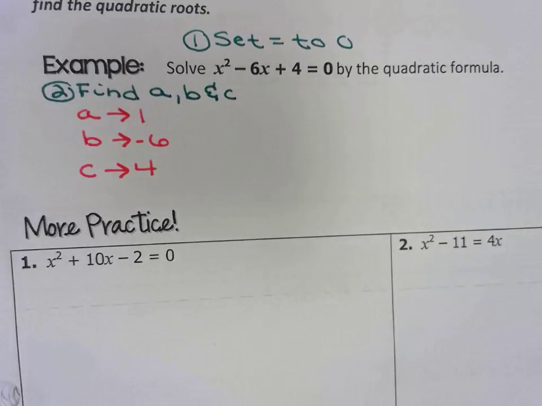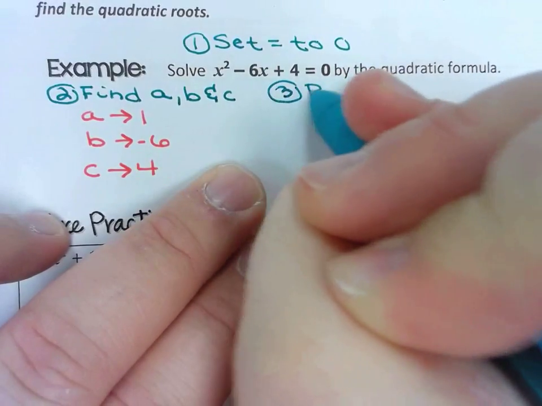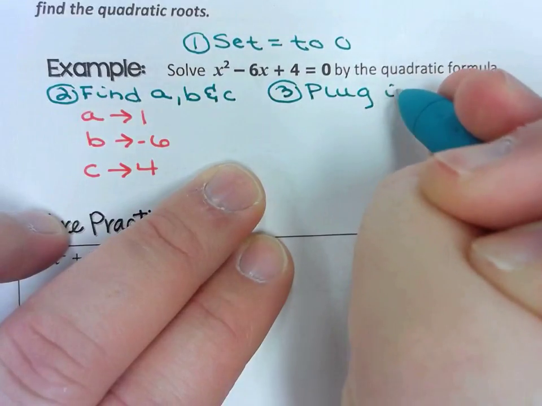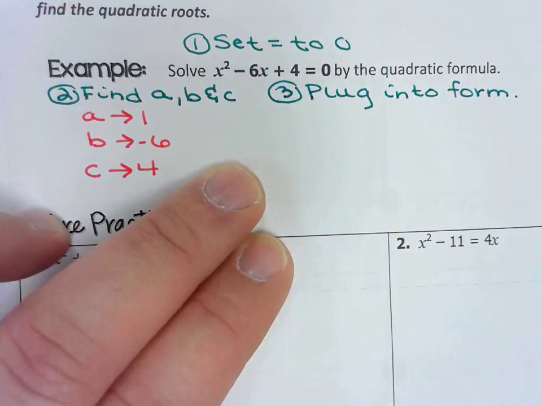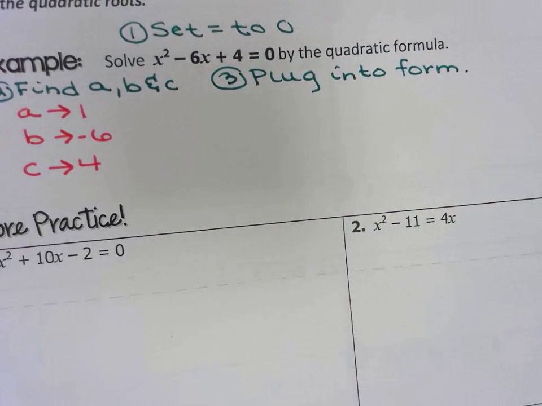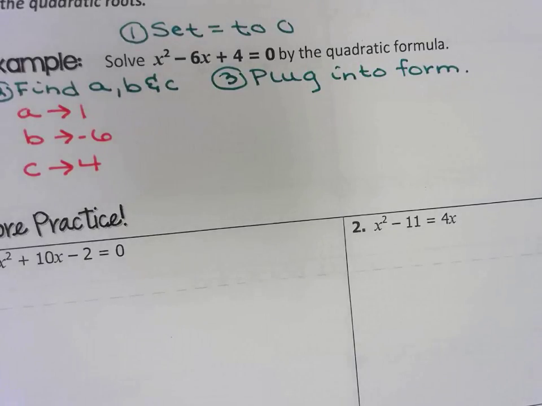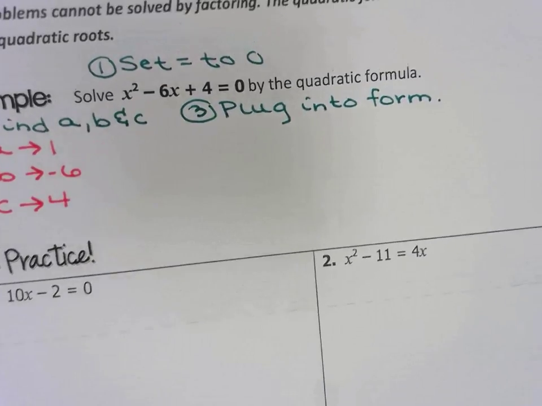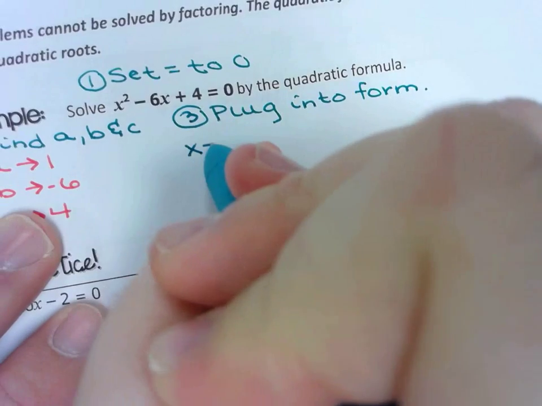The third step is plug into the formula. This is exactly like we did on the warm-up, except what we're plugging it into is a little more complicated. So you have to keep track of your negatives and positives and your signs and all that stuff. So plug it in and be careful when you plug it in. So as I look at my formula, let's put x equals first, so we know what we're solving for.